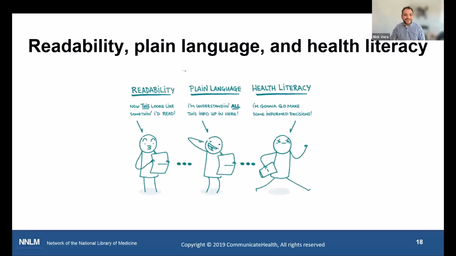I love this cartoon. The bottom line here is readability, plain language, and health literacy are all very important. So it is important to understand what makes each unique.